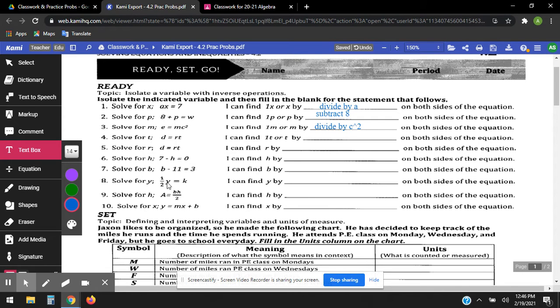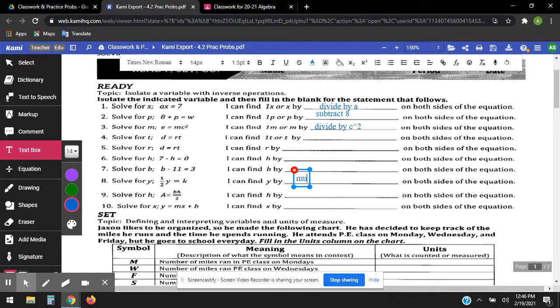Solving for y. So it's a times half. Well, we've been saying up here that to get rid of a times, we divide. But dividing really means multiplying by the reciprocal. So the reciprocal of 1/2 is 2. So I actually want to multiply by 2 to be able to cancel out the half.